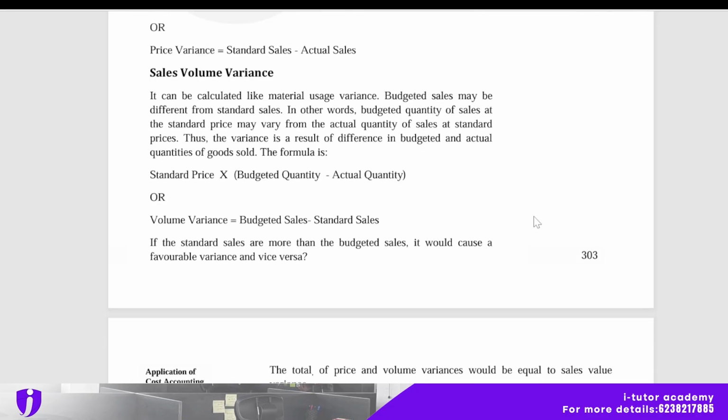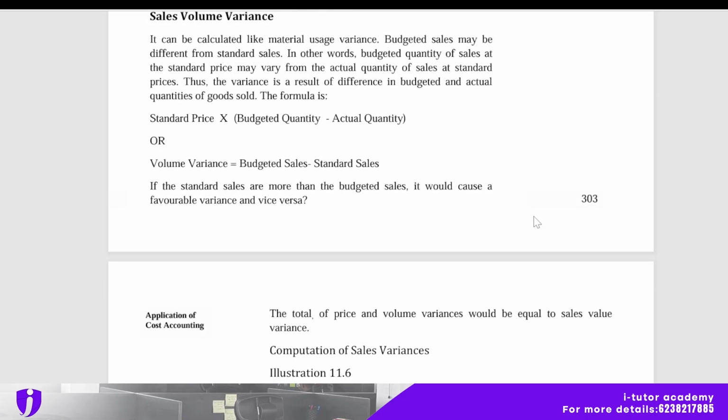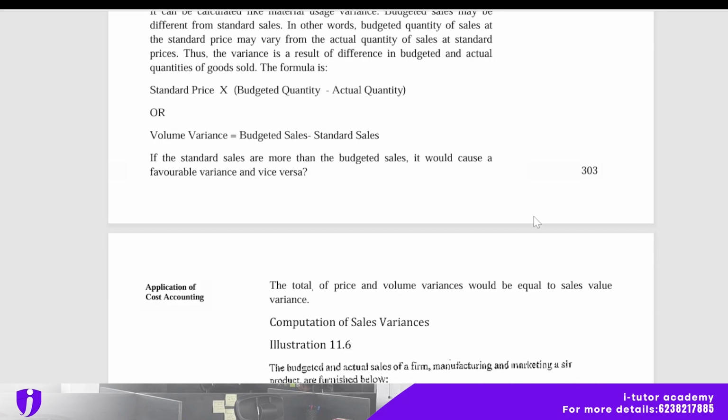Sales volume variance can be calculated like a material usage variance. Budgeted sales may be different from standard sales. In other words, budgeted quantity of sales at the standard price may vary from the actual quantity of sales at the standard prices. Thus, the variance is a result of difference in budgeted and actual quantities of goods sold. The formula is standard price into budgeted quantity minus actual quantity. Volume variance is equal to budgeted sales minus standard sales.